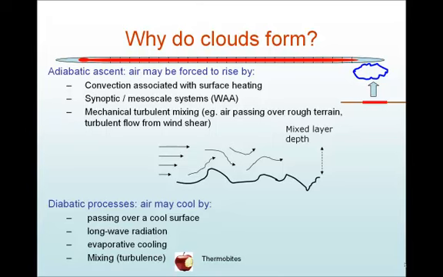And diabatic processes, where air may cool, occur when, for example, air passes over a cool surface and heat is exchanged between the two until the air that's moving over the cool surface cools to saturation. Via long-wave radiation, that is infrared radiation overnight. Via evaporative cooling, so liquid water is evaporated and the parcels of air cool to saturation, and also by mixing between two different air masses, which may start off both being unsaturated, but the net result is saturated air.